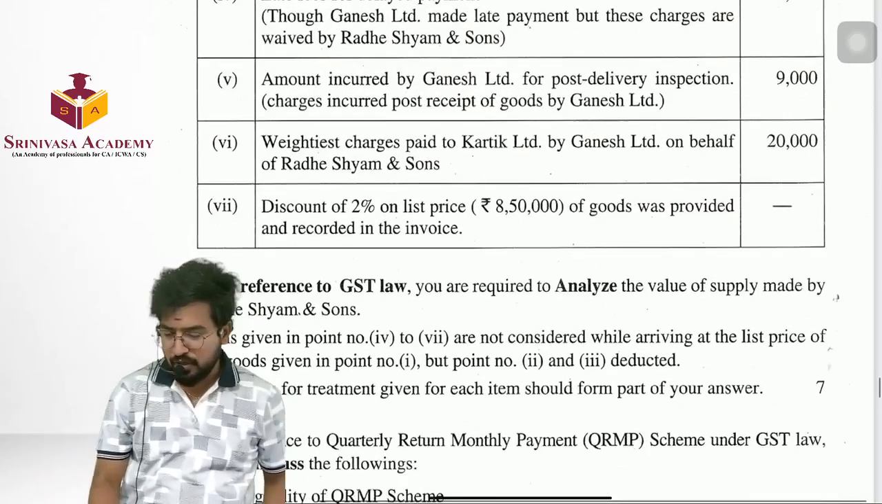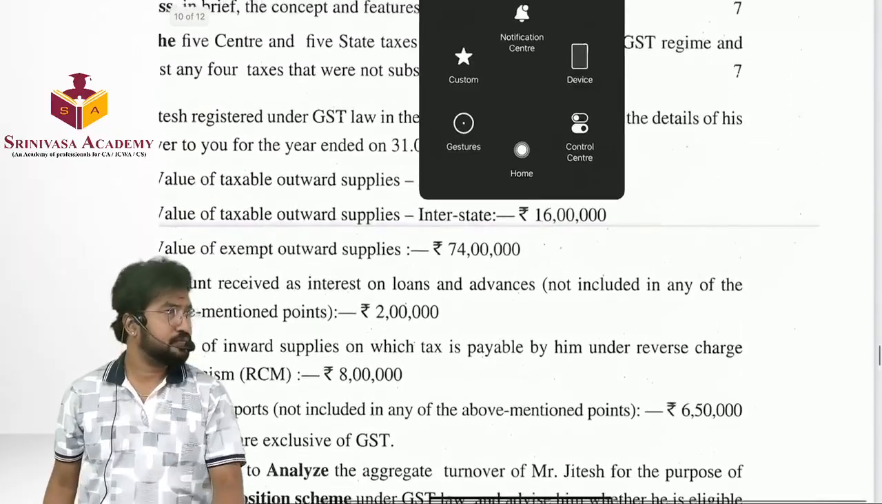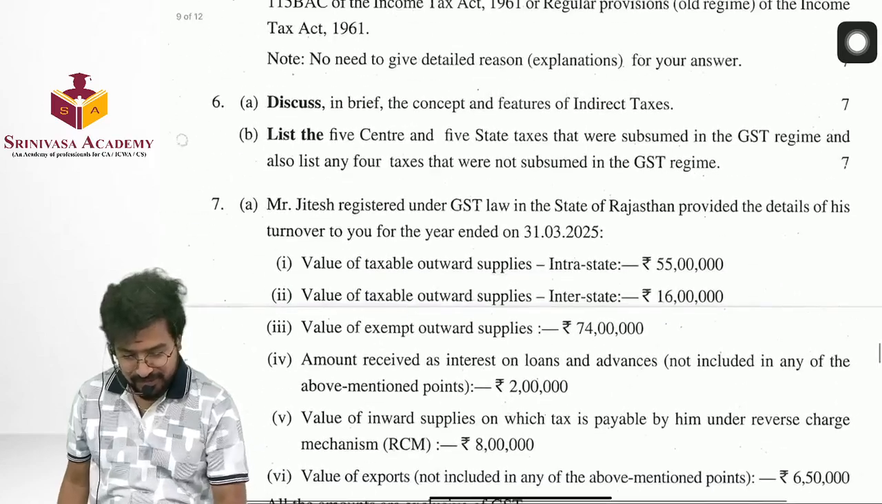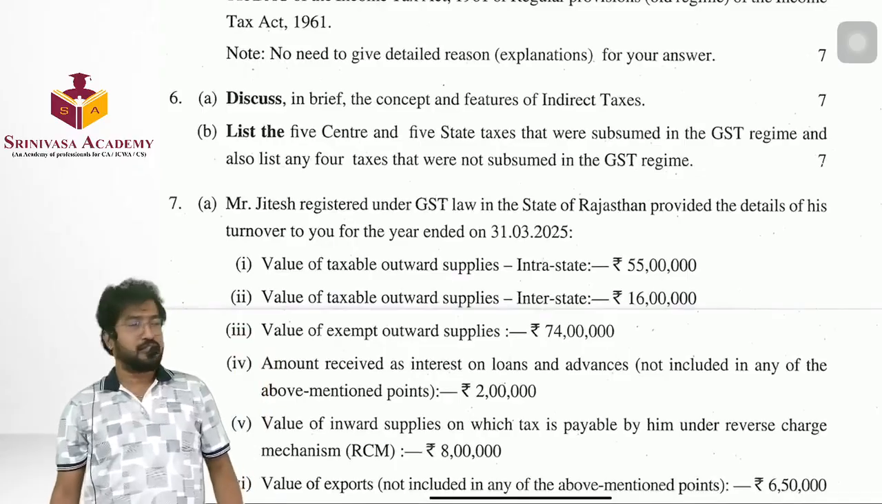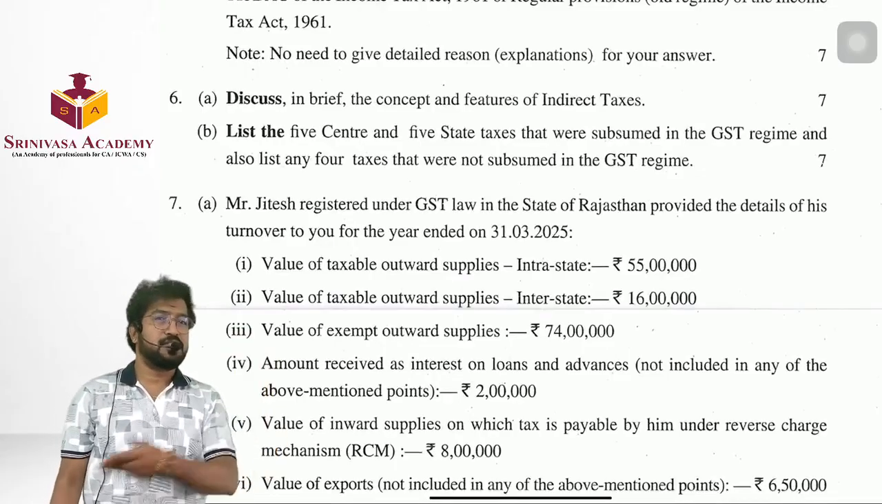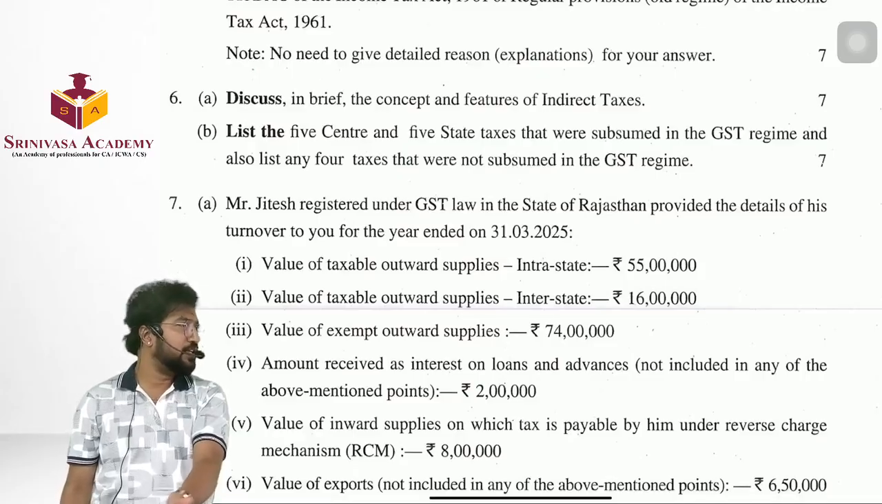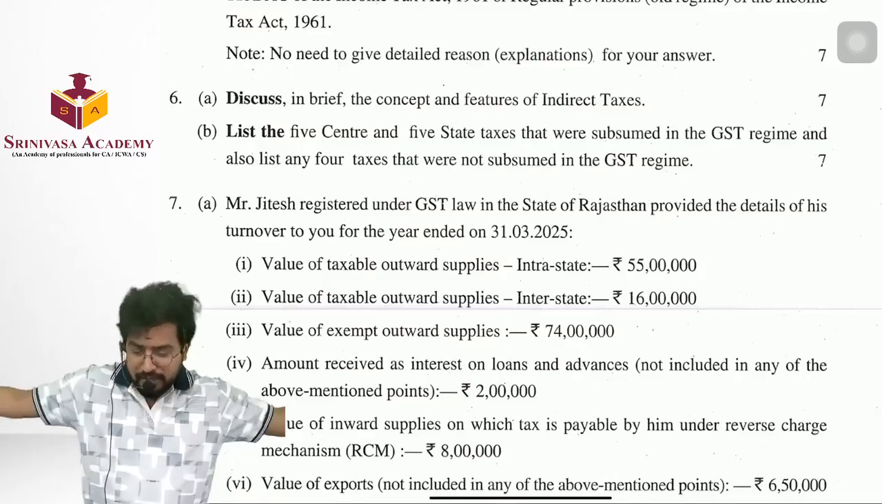So this is value of supply, past exam question. Shall we move on, everybody? 6A, 6B you want to see? Yes. Discuss in brief the concept and features of, we have discussed, no pinch, all that points. Inflationary in nature, regressive in nature, wider tax base, all that.